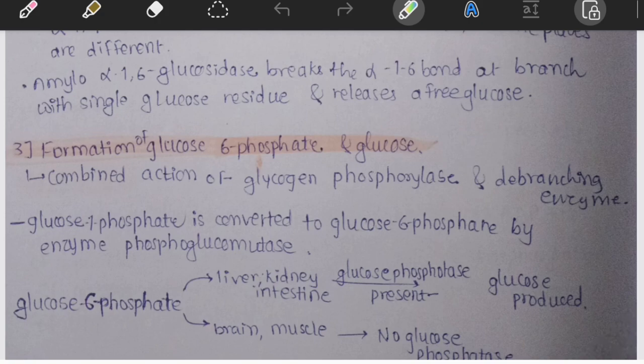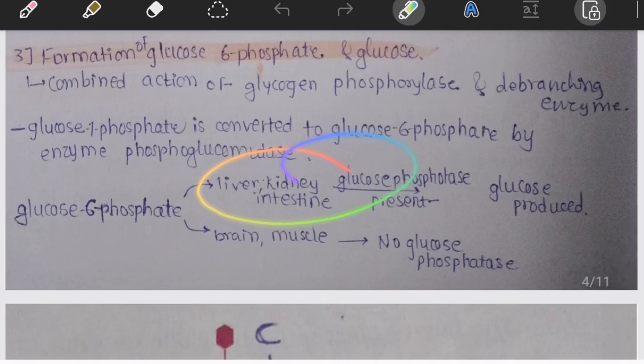Here now becomes an important difference between liver and muscle. Suppose the glycogen is broken down in the liver, which contains the enzyme glucose 6 phosphatase. Then this enzyme removes the phosphate group. So glucose 6 phosphate becomes free glucose, which enters the bloodstream and maintains the blood glucose.